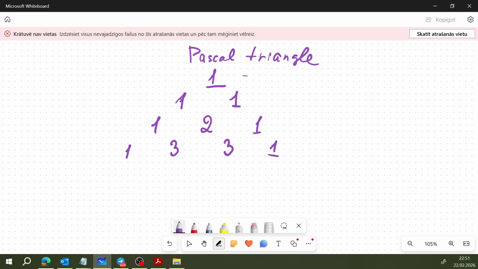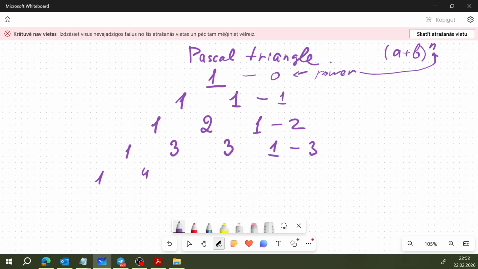So the next line will be 1, 3, 3, and 1. So this is level 0, this is level 1, this is level 2, this is level 3. So this is the power of the binomial. So if you have (a plus b) to the power of n, this is the power of n. And the next will be 1, 4, 6, 4, 1. So this is the power of 4.